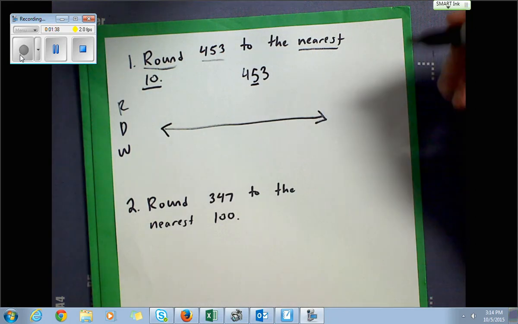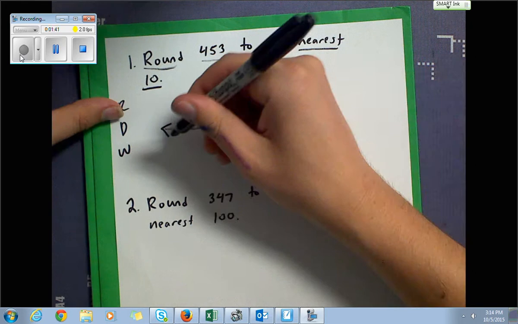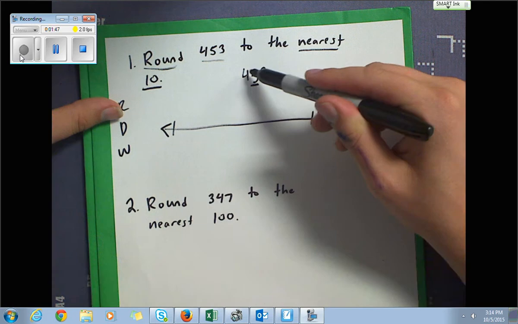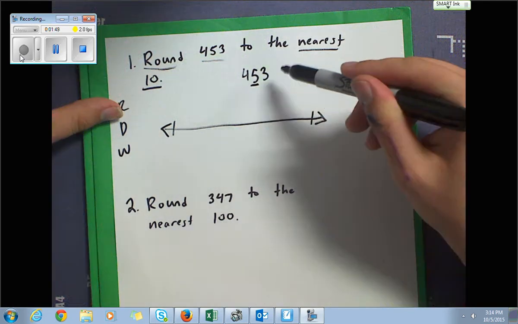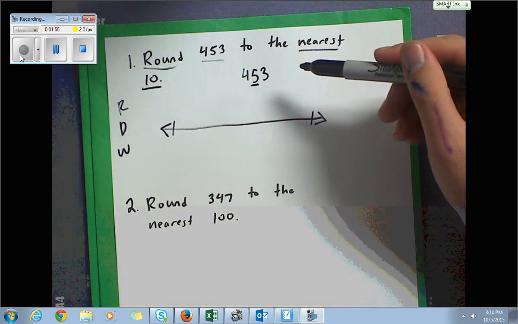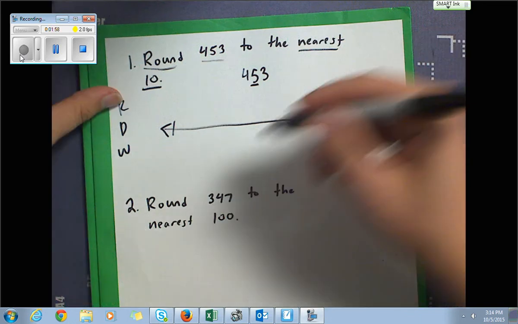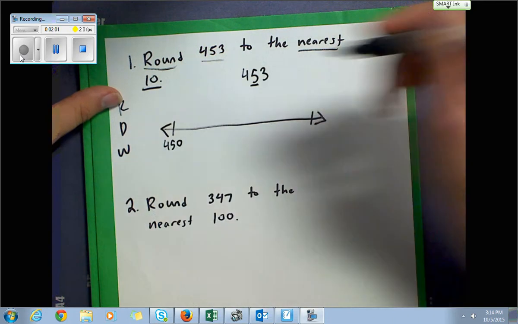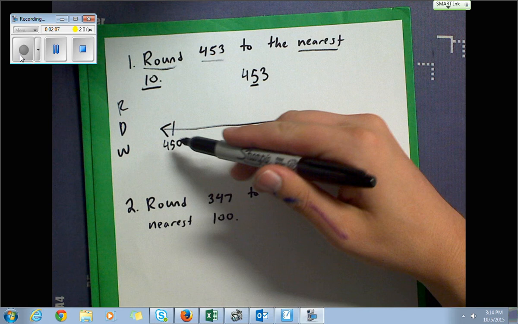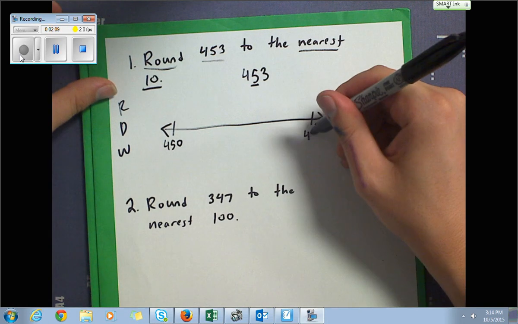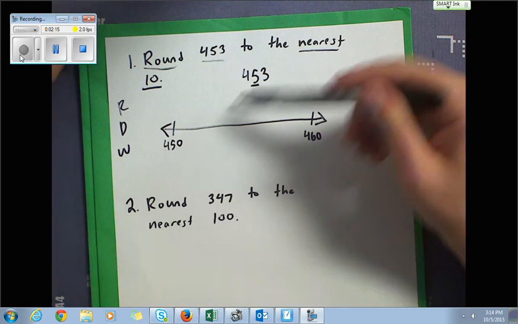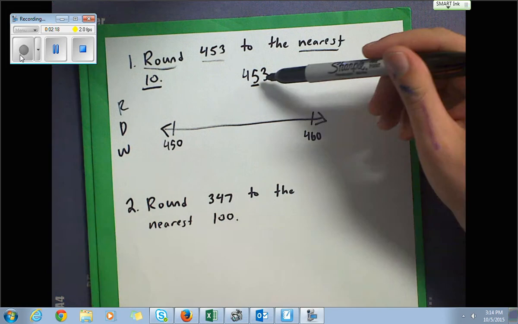So we're rounding to the nearest 10. That means I'm going to set up a number line that has a beginning point and an end point. At the beginning point, I've got to think about the 10 that comes right before 453. So if I'm counting by tens, I would go 410, 420, 430, 440, 450. That would be my 10 down here. Then on the other side, I've got to think about what 10 comes after 453. So 450, then we would have 460. So now I'm showing that this number will either round down to 450 or round up to 460. It just depends on what the ones place is.